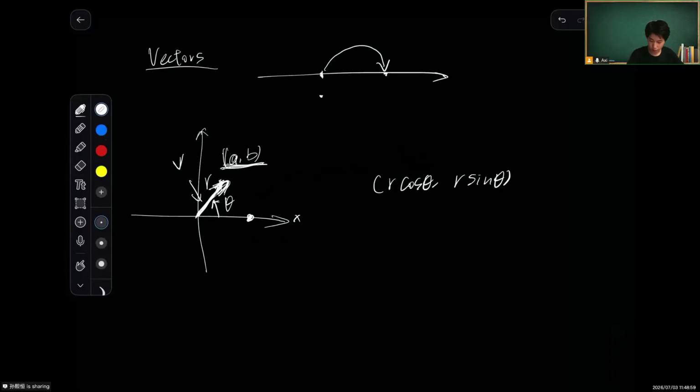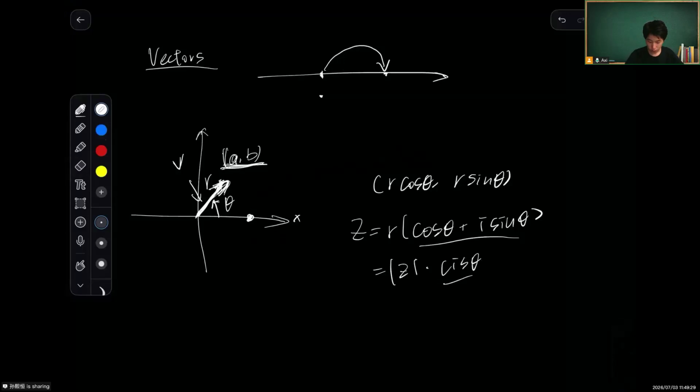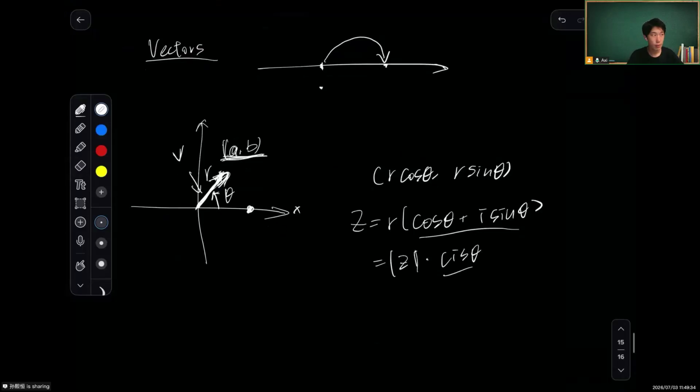Now, for complex numbers, it can be similarly written in the form z equals r times cosine theta plus i times sine of theta. Or, for short, this can be represented as the modulus of z times e^(iθ), which is just cosine of theta plus i sine of theta. These are equivalent. It's just an abbreviation. In this case, we by now know how to treat points as vectors. Let's now examine some problems.